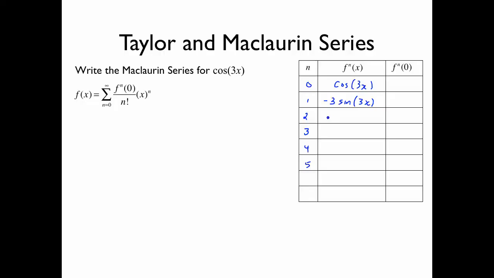Second derivative: negative 3 squared cosine 3x. Then, third derivative would be positive 3 cubed sine 3x. Check my math. And then we'll have 3 to the 4th cosine 3x. One more, negative 3 to the 5th sine 3x. Did I do the math right?